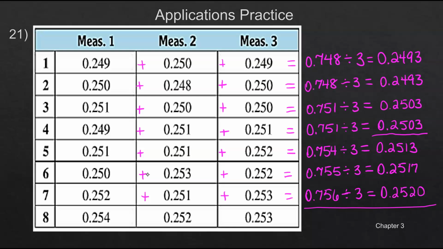The next one also increases if you add that one up. It is 0.759. So of course we know that it's going to increase for the average. So we would need to change the drill bit after the 7th time period. All right, so change after the 7th time period.